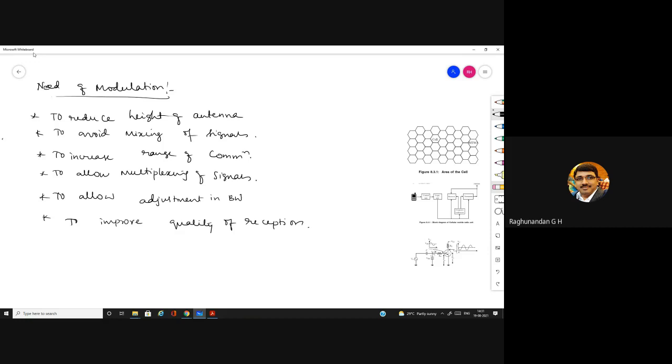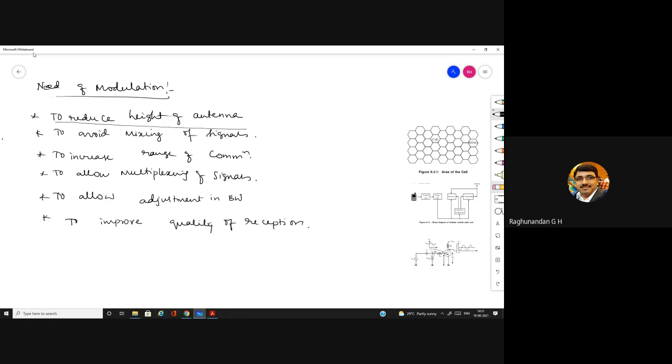First thing is to reduce the height of the antenna. See, where do you put a DTH antenna? Will you put it on the ground, at the top of the building, or inside your house? Top of the building, right? Because it can catch the signal. So the higher the antenna, the better quality signal will be caught.